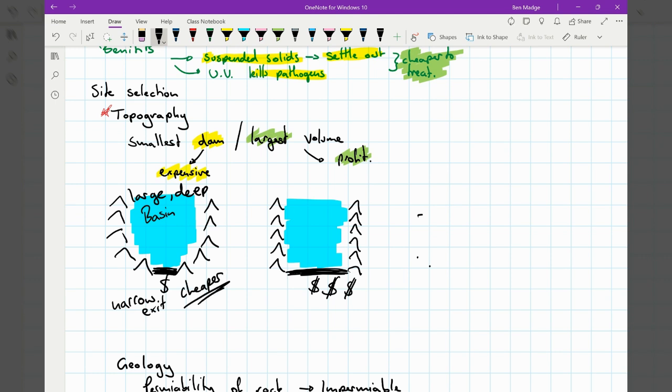Whereas if we had this topography here where we've got a large basin but a wide exit, this means that it is much more expensive to build for the same volume of water.